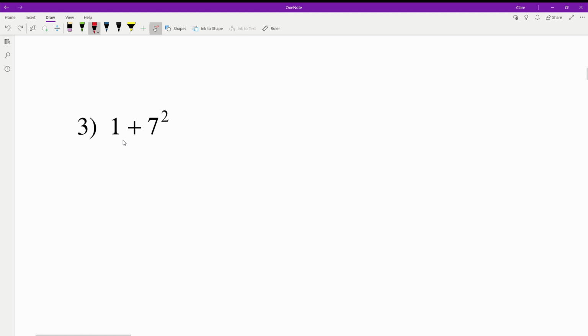Number 3, we have 1 plus 7 squared. So remember, parentheses, exponents, multiplication and division, and addition and subtraction. So we're going to deal with our exponents. 7 squared, we know, is going to be 49. So we'll have 1 plus 49, which gives us 50. And again, 7 squared is 7 times 7, that's 49. 49 plus 1 is 50.